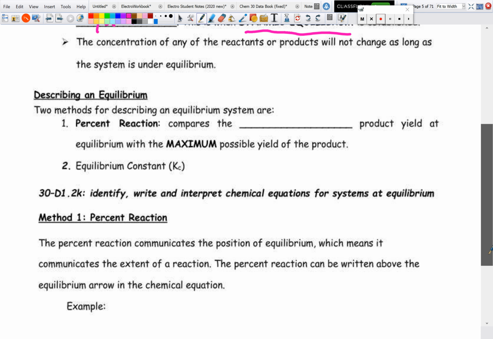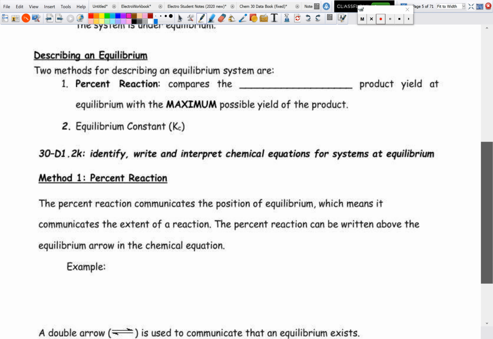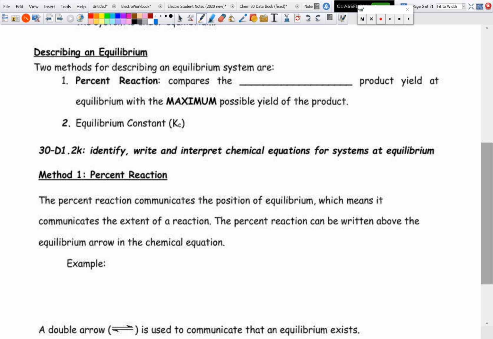So one way to describe equilibrium, and this is, of course, if more products are going to be formed or more reactants are being formed, if the forward reaction progresses at a... not really at a faster rate, but if we are producing more products, or what we're left with, more reactants at the end of reaction, more products at the end of reaction, we will need to describe equilibrium. So two methods that we're going to look at, one of them is percent reaction, and the last one is equilibrium constant, so big K with a little c.